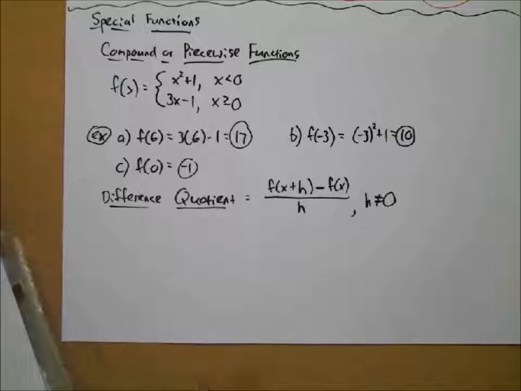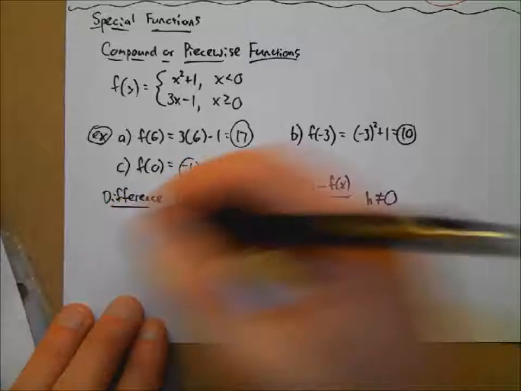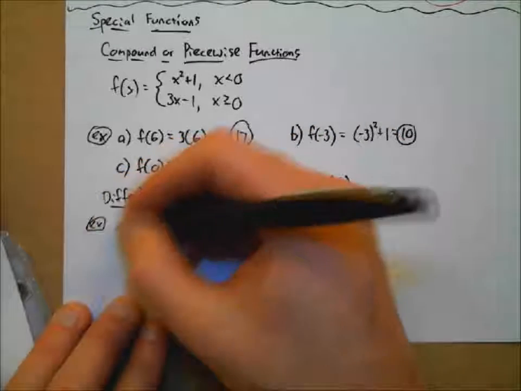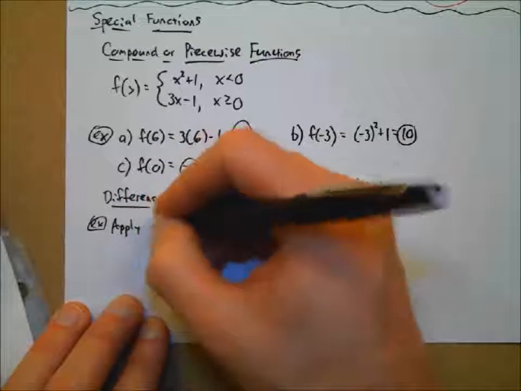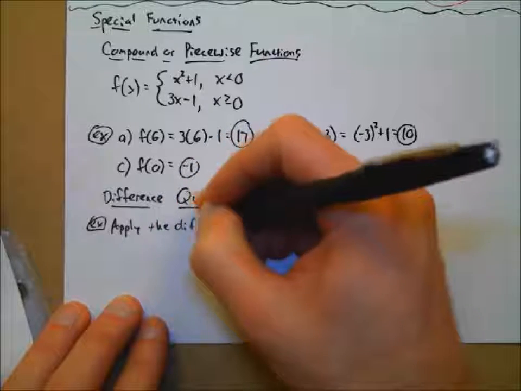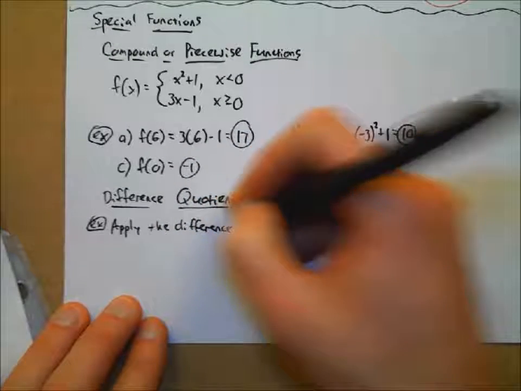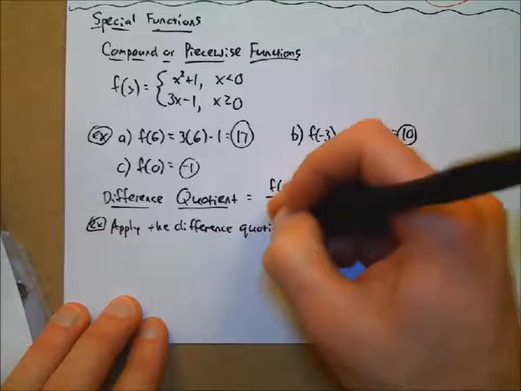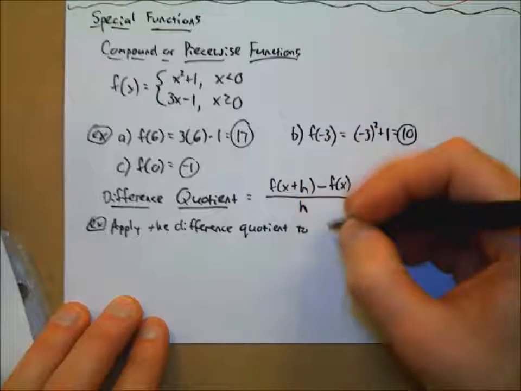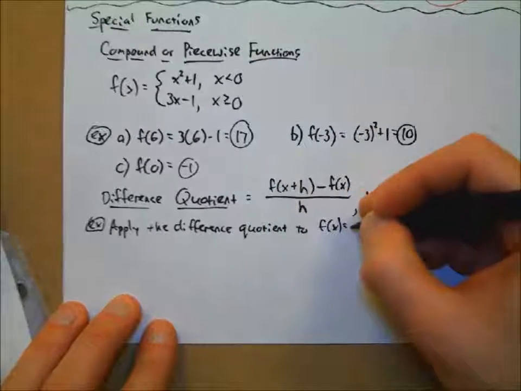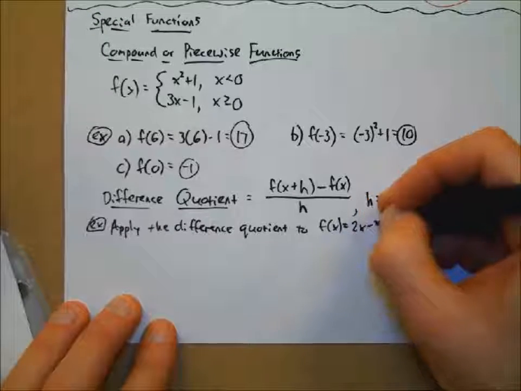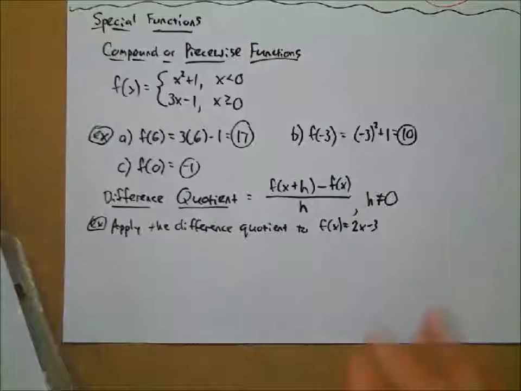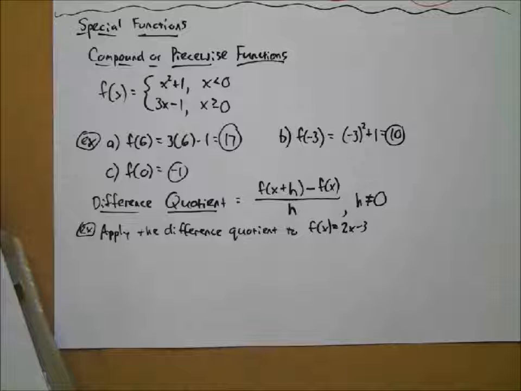Okay. So let me just show you what I mean. Here's what we're going to do. So, let's apply the difference quotient to f of x equals 2x minus 3. We're going to apply the difference quotient to f of x equals 2x minus 3.